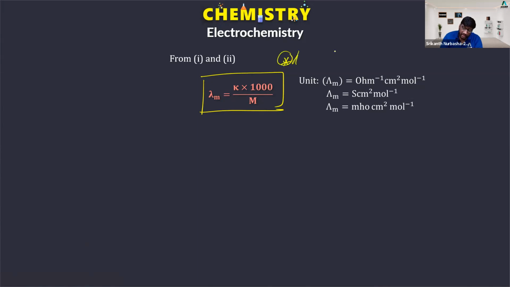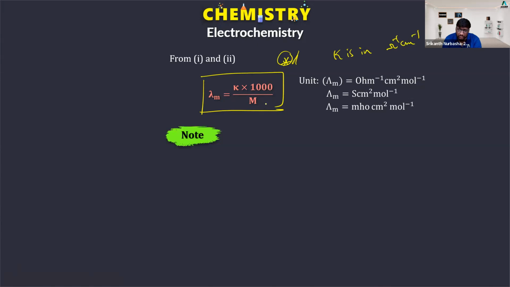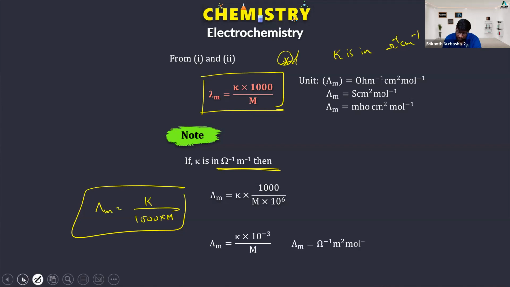This is used when K is in ohm inverse centimeter inverse. If K is in ohm inverse meter inverse, then you have to multiply by 10 power 6 in the denominator, converting centimeter cube to meter cube. So molar conductance is equal to K into 1000 by M into 10 power 6, that is K divided by 1000 into molarity, in ohm inverse meter square mole inverse, the unit of molar conductance, where K is in ohm inverse meter inverse. This is the formula. Is that clear? Yes, sir.